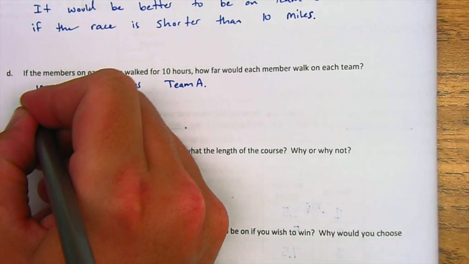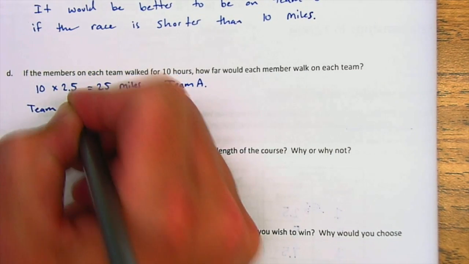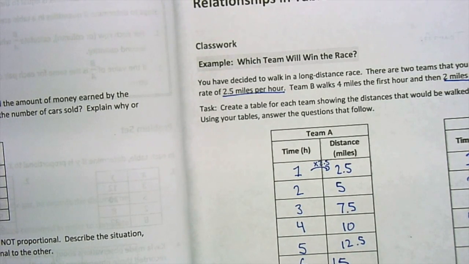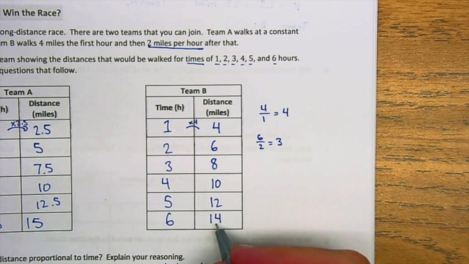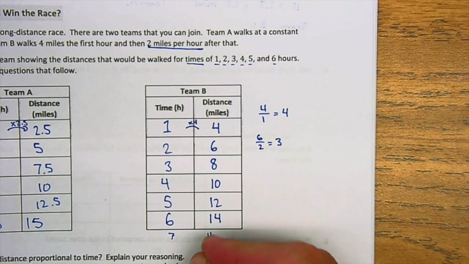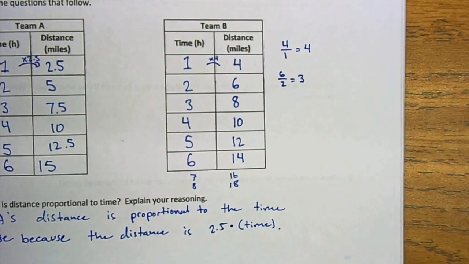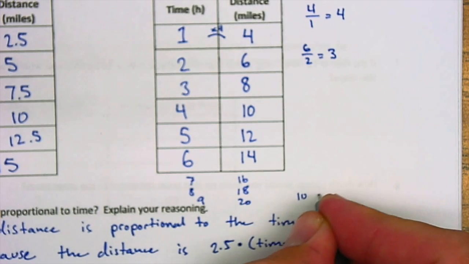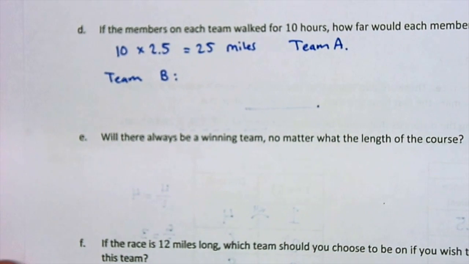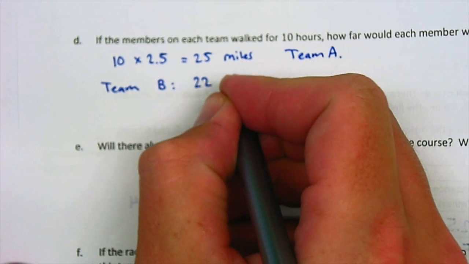Now for Team B, we're going to have to take a look back. Team B, they start out at 4 and then increase by 2 every time. So it goes, oh, excuse me. Let me show you guys. So we start out at 4 and increase by 2 every time. So we get 14, and then 7 would be 16, 8 would be 18, 9 would be 20, and 10 would be 22. So we know Team B was going to go 22 miles.